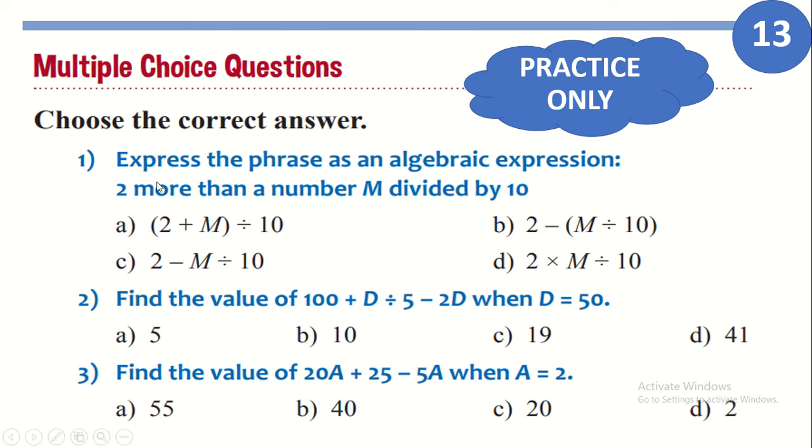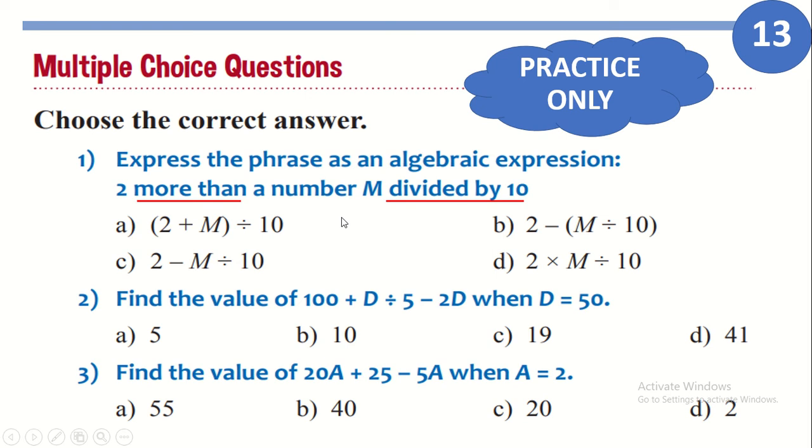Number 1 is express the phrase as an algebraic expression: 2 more than a number m divided by 10. What is the answer here? A, B, C, D. Look at here. The words more than and divided by. More than means you add. Plus, you add the number. And then divided, you divide. Plus and addition and division. Which one?